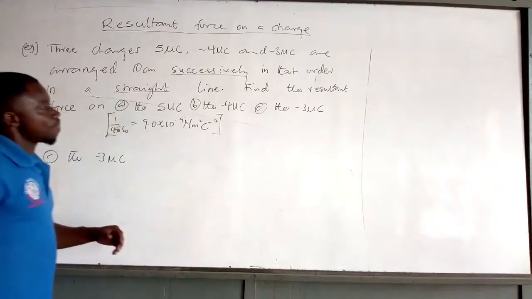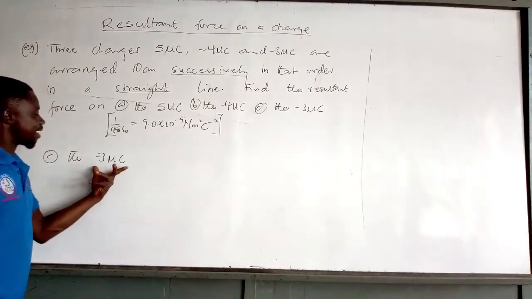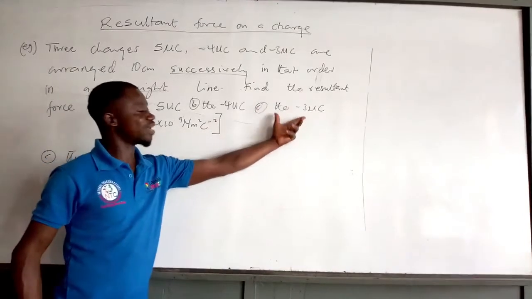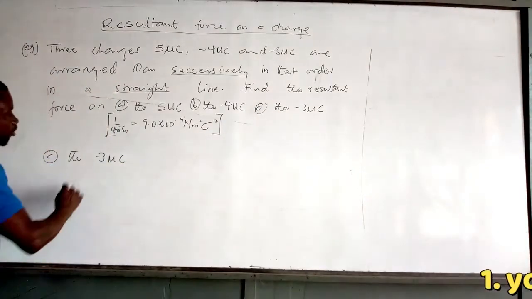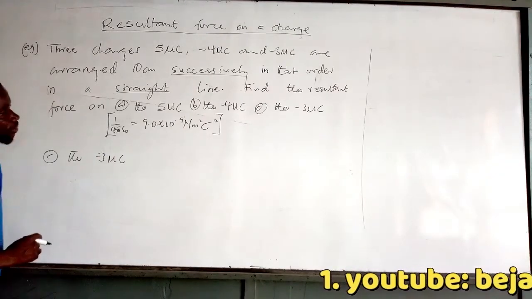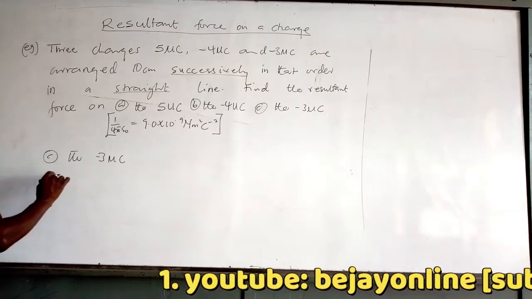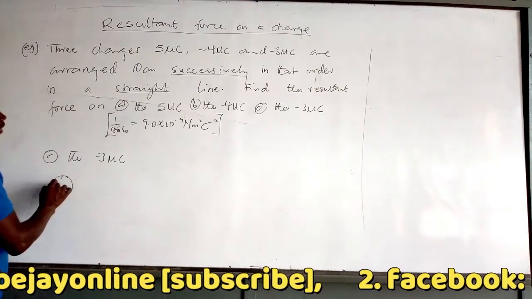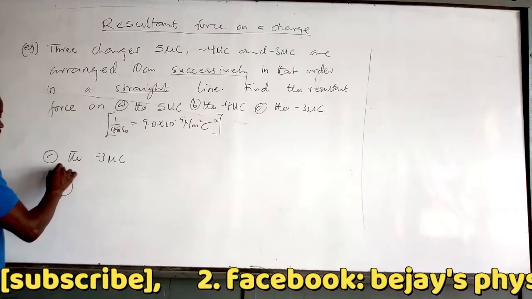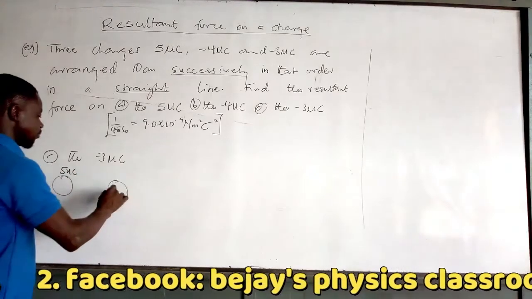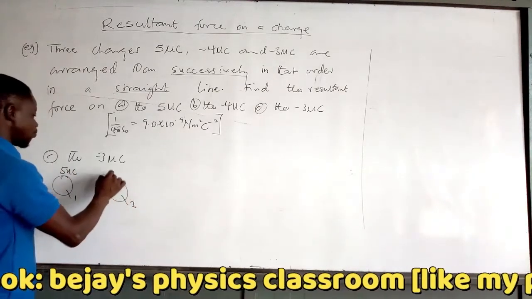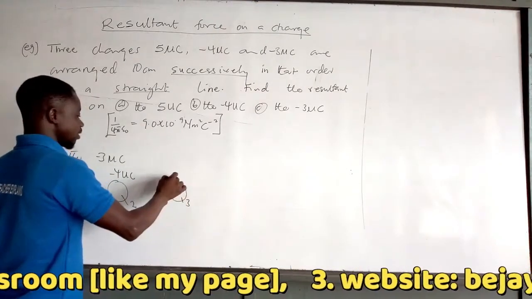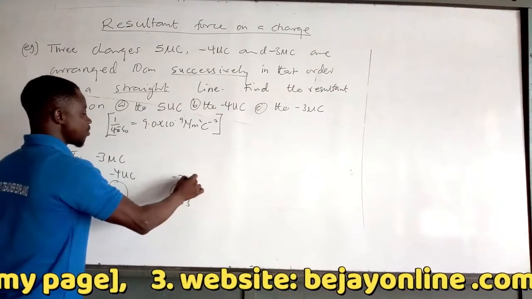So we look at the resultant force on the minus 3 microcoulombs, all right? Resultant force on the minus 3 microcoulombs. Good. So to do this, we sketch. So this is 5 microcoulombs, Q1, Q2, minus 4 microcoulombs, and then Q3, minus 3 microcoulombs.